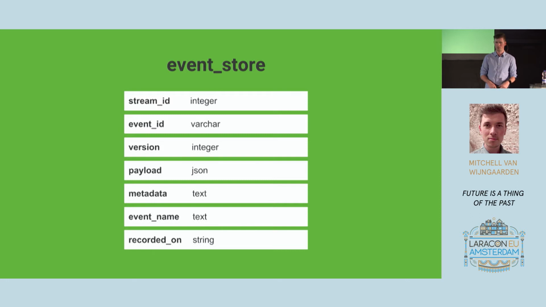Then we have metadata for extra information, like the IP address, for instance. Oh wait, we also have the payload, right? Yeah, sorry. The payload in this case is just JSON, which we store as a simple JSON string in there, and then we have the metadata.